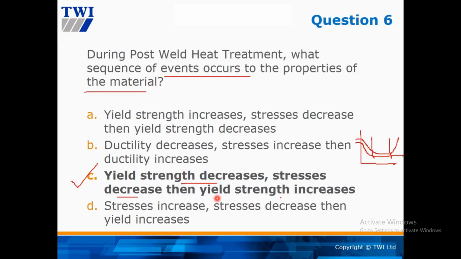That's correct. Okay. A is wrong because you say yield strength increases. Wrong. It never increases from the start. Stress decrease, yes. Yield strength decrease, wrong. Yeah. B is also wrong, and D is also wrong.